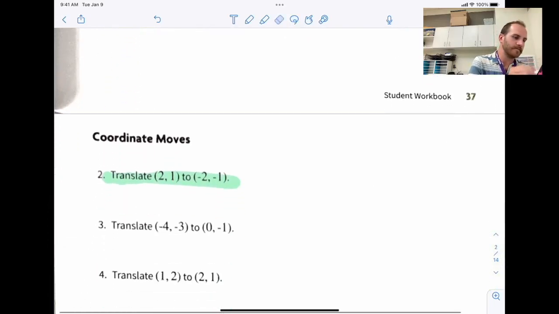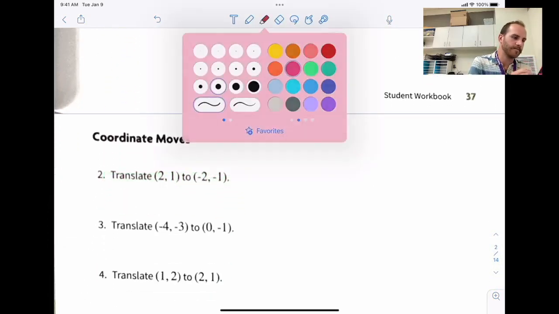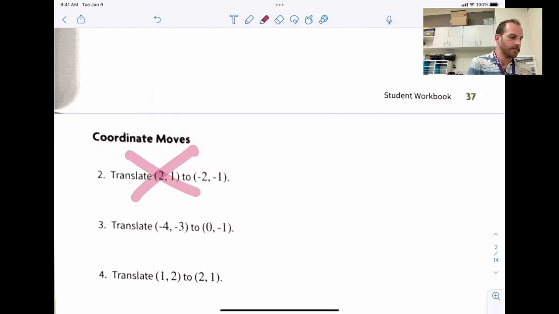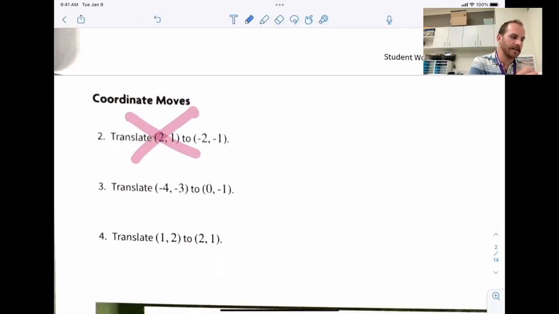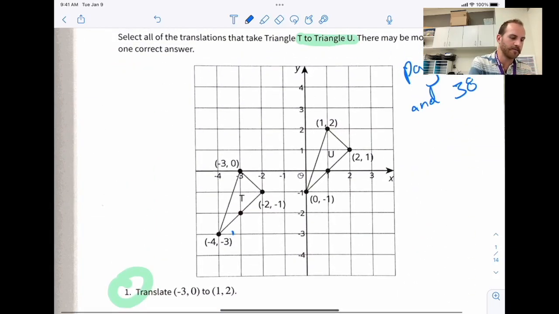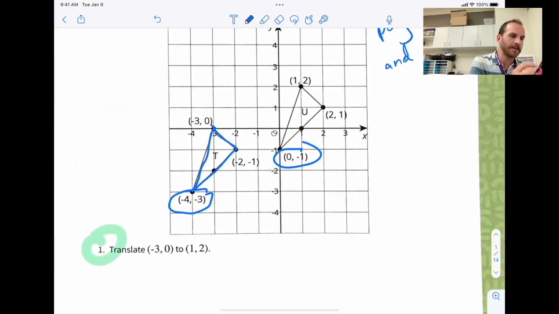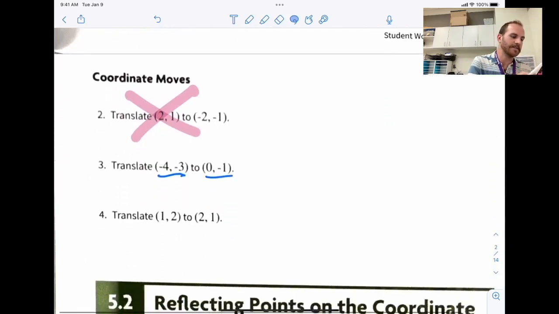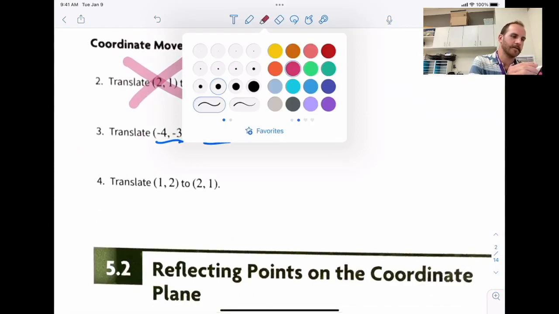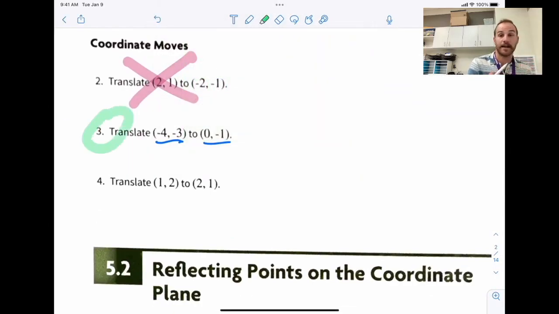So it's going to be a no from me. Let's see. The next one is taking (-4, -3) to (0, -1). We've got (-4, 3). I like that. Then 0, -1. Perfect. If we complete that transformation, that will in fact line up. We're good to go there. Nice. So that one is a correct answer. Number 3 is correct.